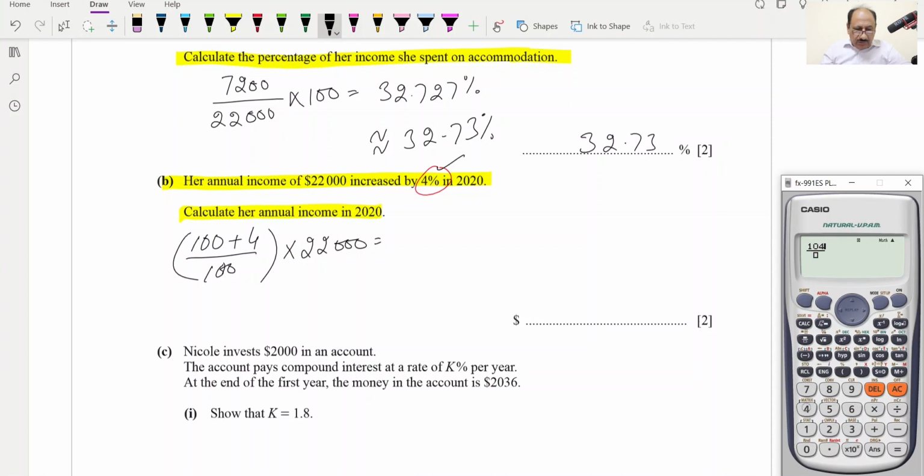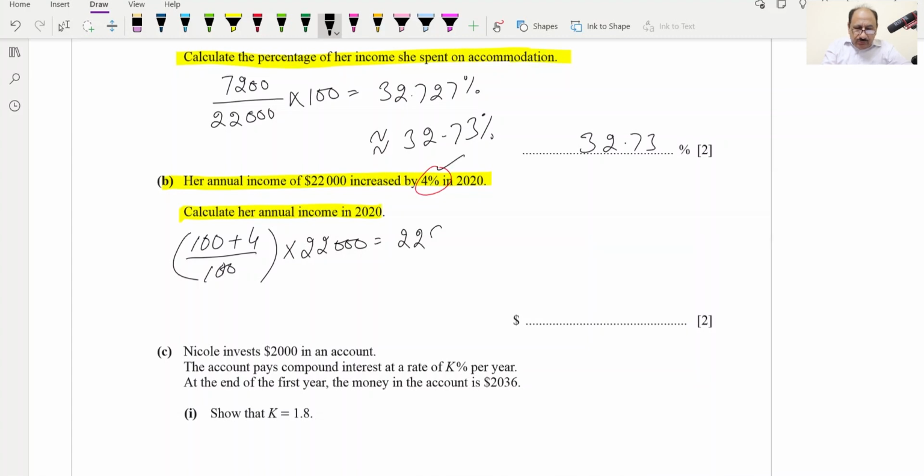So it will be 104 over 100, and this will be multiplied by 22,000, and this will give us 22,880. So the answer is 22,880. This will be a 2 marks part.